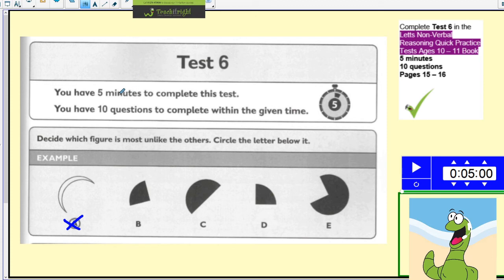Right, guys, again, 5 minutes for 10 questions, so it's 30 seconds per question. Do time yourself, and then we'll go through the answers together. Really good luck. See you all in 5 minutes. Off you go.